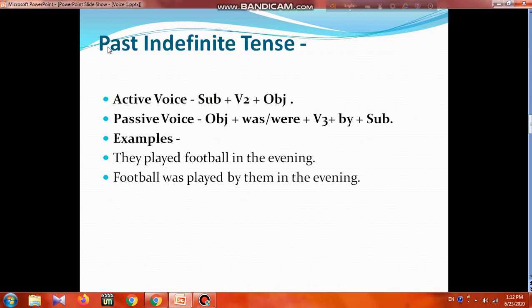Then comes past indefinite tense. In this case we learnt the structure of active voice: subject, B2, object. If you want to change it, the object will be at the beginning, then we will take was or were, then B3, then by, then subject. They played football in the evening, so football was played by them in the evening.